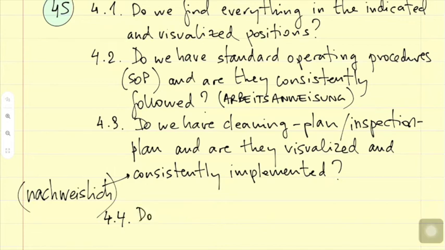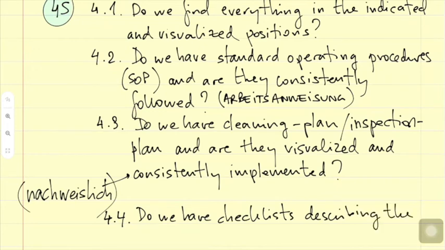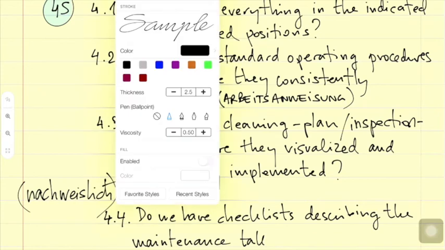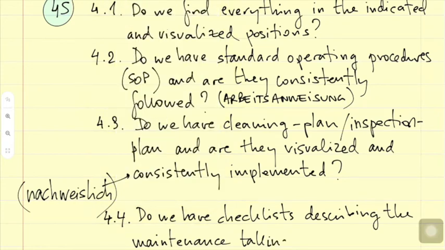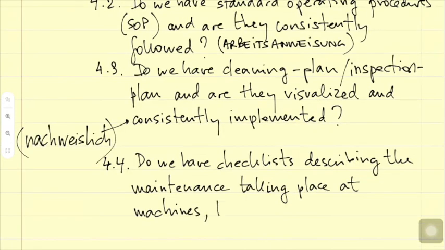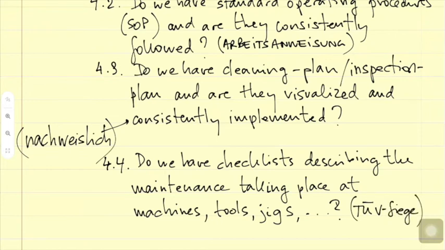Do we have checklists describing the maintenance taking place at machines, tools, jigs, and so on? This is what it's usually called a TÜV Siegel. Something like that.